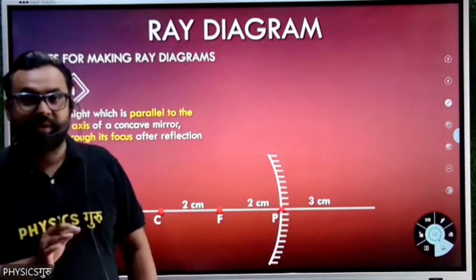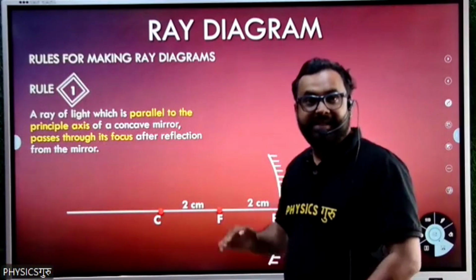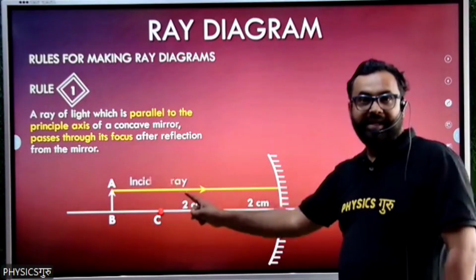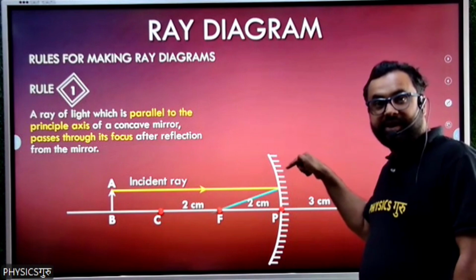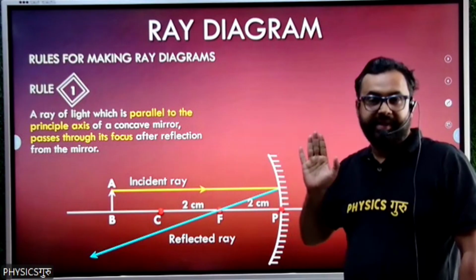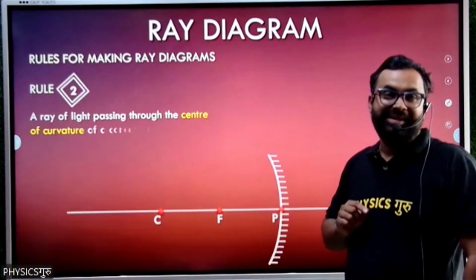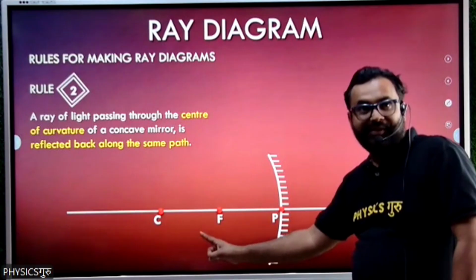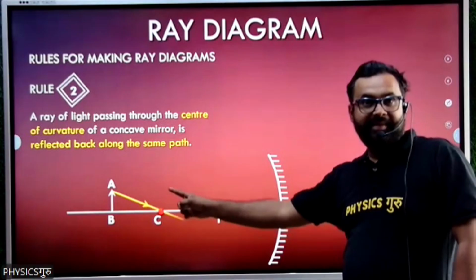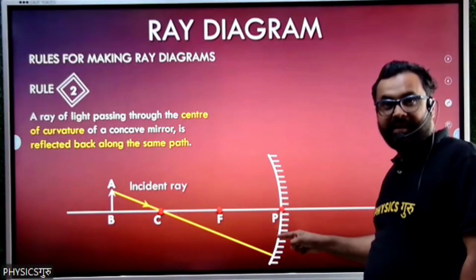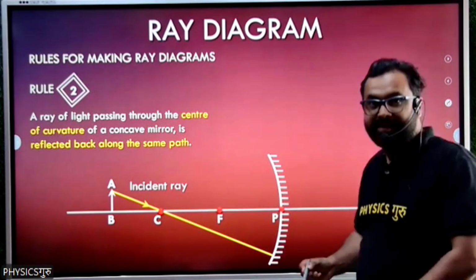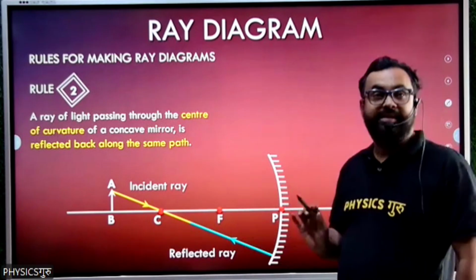So first rule, I repeat. If a ray of light is incident parallel to principal axis, then after reflection it passes through focus. Clear? This is rule number 1. Rule number 2: a ray of light passing through center of curvature of a concave mirror is reflected back along the same path. See the diagram? After reflection, it traces its own path. This is the reflected ray. This is rule number 2.